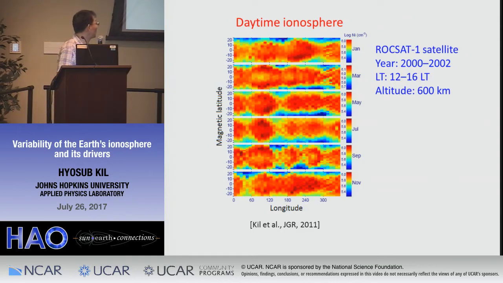This plot shows the longitudinal variations of the daytime plasma density. These are different months, different seasons, and this longitude is the same. This is the average density between 12 and 16 local time. You can see the longitudinal modulation of the density, and the wave-like structure varies with season. Here you can see wave number four structure in the seasons, but it is not that clear in the December solstice months, January and November.